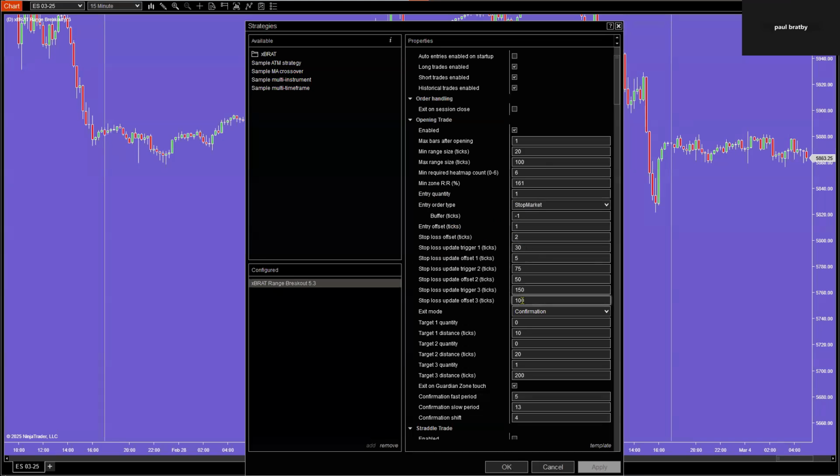And these are the important bits here. Stop loss up triggers. So at 30 ticks, it's going to be risk free. I'm going to lock in 5. When I go through 75, it's going to lock in 50. When I go through 150, it's going to lock in 100. The exit mode's a confirmation mode, and I'll look for an example of one of those to show you what confirmation mode is. There's a choice in there to go target or confirmation. I prefer confirmation mode.